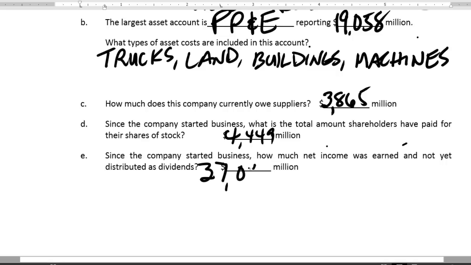$37.090 billion. When you think about it for a second, that's a lot of money. The profits over the lifetime of this company that were not distributed as dividends were $37 billion.